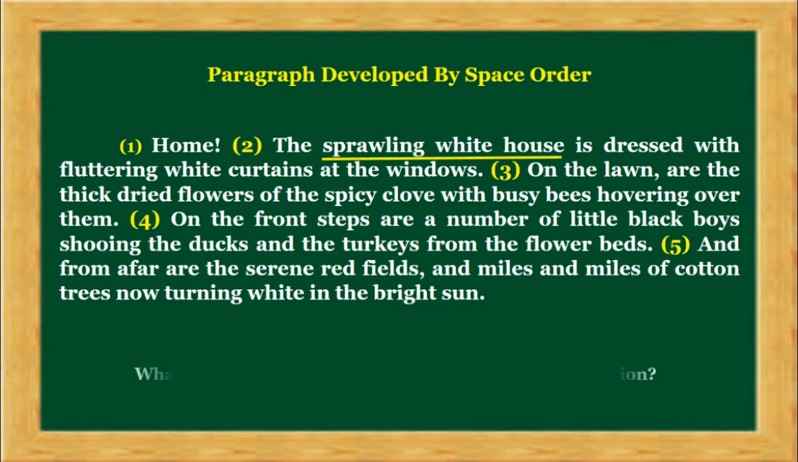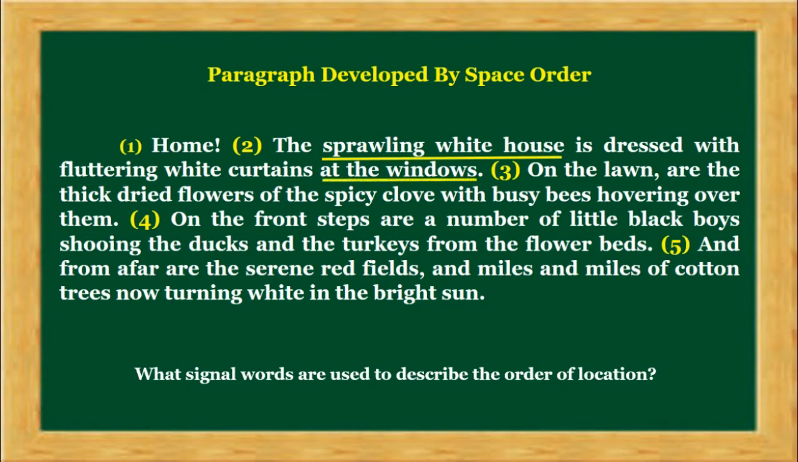What signal words are used to describe the order of location? The signal words used to describe the order of location are the following. First, at the windows in sentence number 2. Second, on the lawn in sentence number 3. Third, on the front steps in sentence number 4. And last, from afar in sentence number 5.